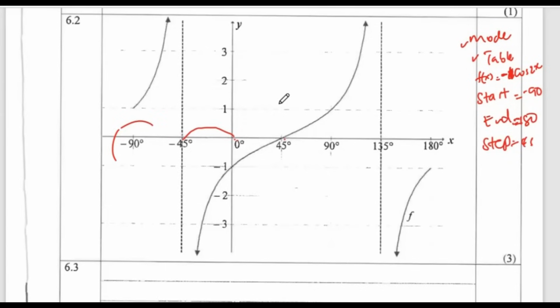So from what I have, negative 90 gives a 1. And then negative 45 is a 0. 0 is a negative 1. 45 is a 0. Then I'm having 90 to be 1. And then 135 to be 0. And then 180 to be negative 1.